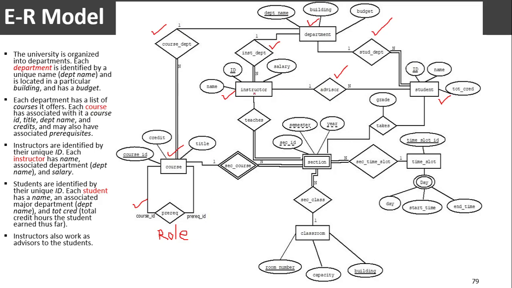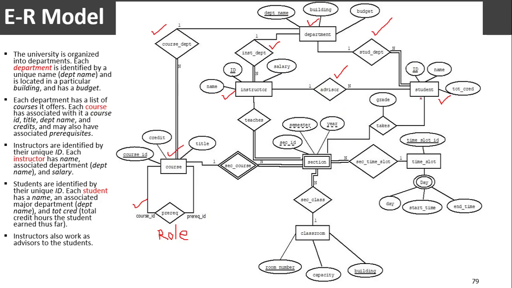The reason is one instructor may have more than one student associated, but one student has at most one instructor. It is not mandatory that either of these entity sets should participate in this relationship, because it may happen that a few of the instructors may not be associated with any student as advisor, and it is also possible that a few of the students are not assigned any advisor, right? So in both ways, it is partial participation.